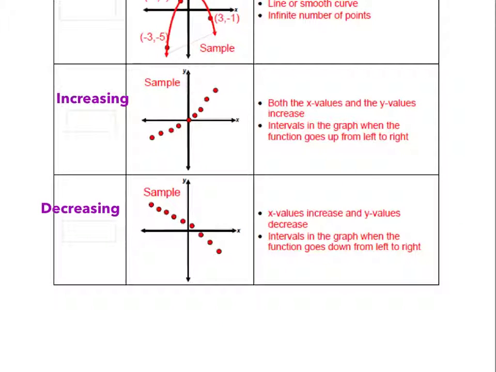Another key characteristic of functions we're going to be looking at is increasing or decreasing. You always look left to right whenever we are trying to determine what the graph is doing. As I look left to right, my graph is going up, so we call that an increasing function. Decreasing means as I look from left to right, my values are going down.